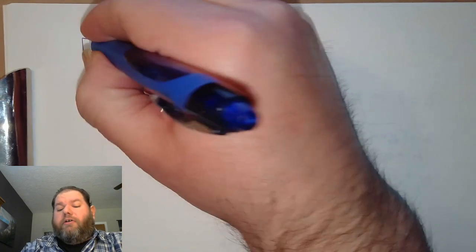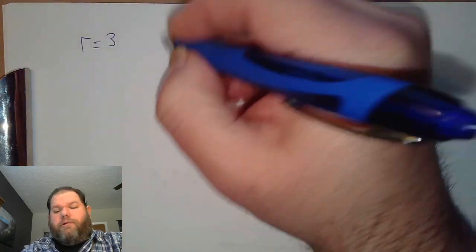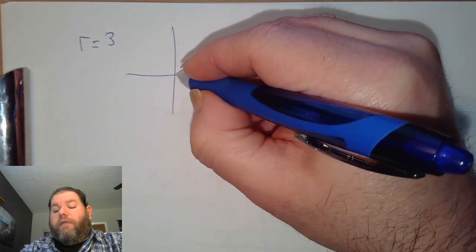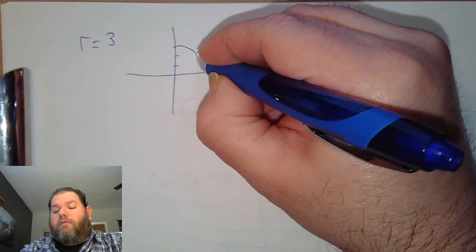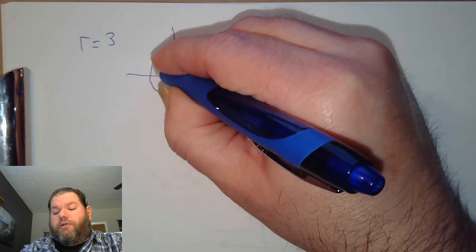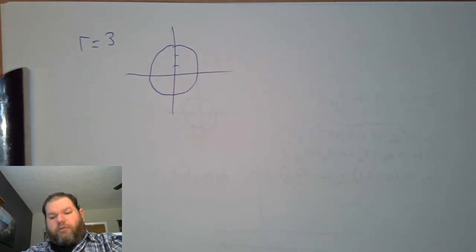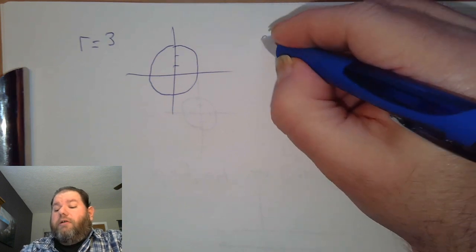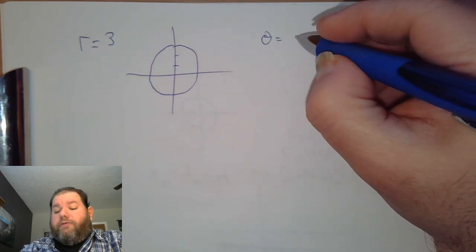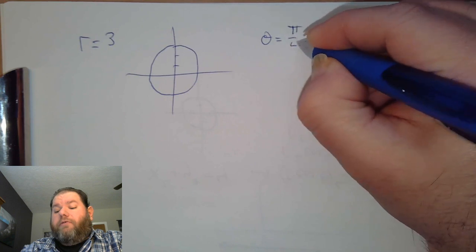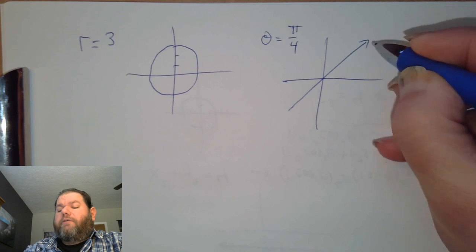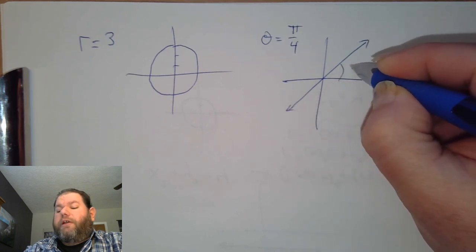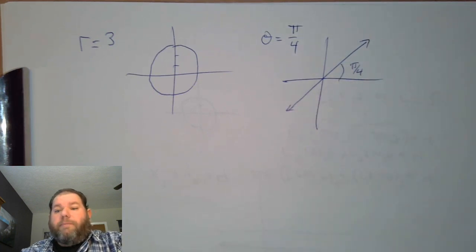Let's look a little bit more at polar graphs. If we said r equals 3 or r equals any number, for radius, that's just telling us how far it is from the origin. But that will always be a circle. Now if we had theta equal to a number, let's say theta equals pi over 4, then that's just a diagonal line with an angle of pi over 4 to that positive x-axis.